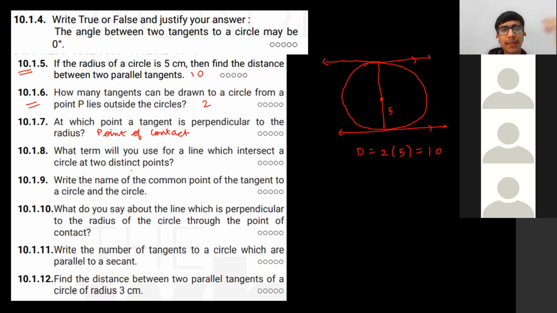Which term will you use for a line which intersect a circle at two distinct points? Secant, exactly. Remember guys, chord नहीं होगा क्योंकि यहाँ line लिखा हुआ है. Line segment होता तो chord होता. यहाँ line लिखा हुआ है तो the answer will be secant. Ninth question is again the repeat of this. Okay, find the distance between two parallel tangents of radius 3. It's again the same question, so its answer 6 हो जाएगा. No problem. ठीक है. Let's move on.